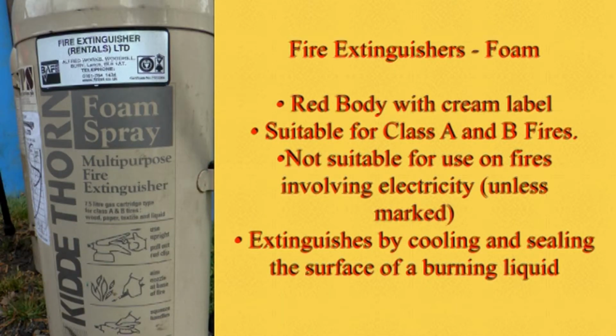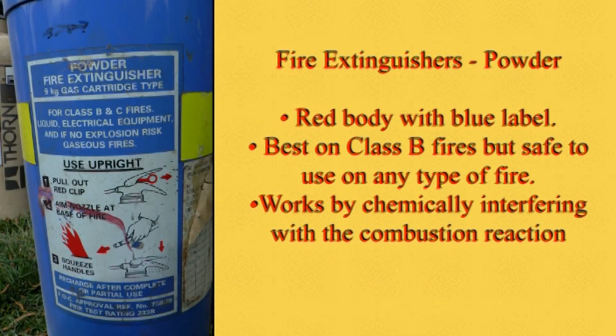Foam fire extinguishers are a red body with a cream label, suitable for Class A and B fires, not suitable for use on fires involving electricity. Extinguishes by cooling and sealing the surface of a burning liquid. A dry powder fire extinguisher is a red body with a blue label. Best on Class B fires, but safe to use on any type of fire. These work by chemically interfering with the combustion reaction.